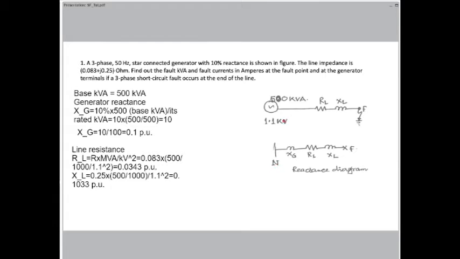And then after that, we show the generator reactance. Then we have this generator, so its reactance will come there. That's Xg. After that, we arrive at the resistance of the line, so the resistance of the line will come there. After that, we arrive at the reactance of the line. We show that, and then we arrive at the fault point F. We show the fault point by that cross sign. So that's the reactance diagram.